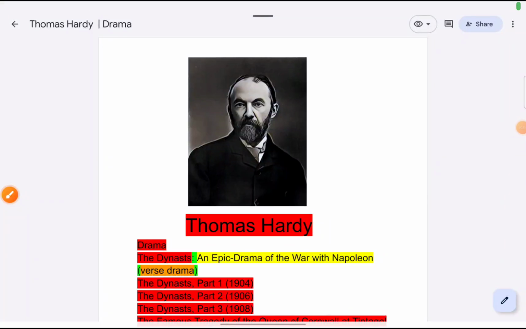Good morning, everyone. We are discussing Thomas Hardy nowadays, and in this series on Thomas Hardy, we are going to discuss his drama. So let us begin.